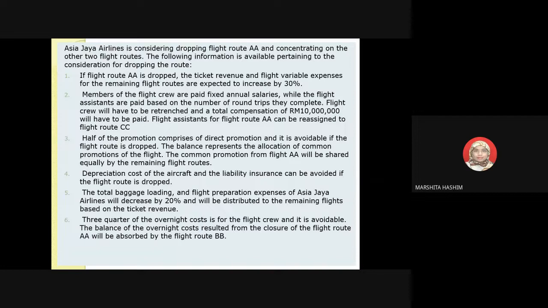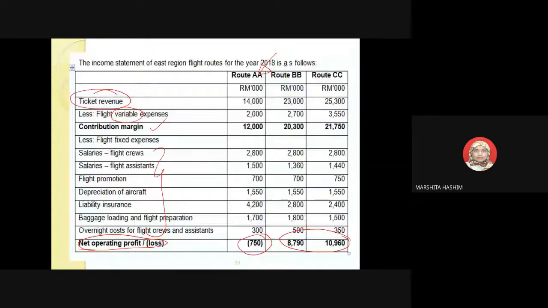If flight route double A is dropped, ticket revenue and flight variable expenses for the remaining flight routes are expected to increase by 30%. Okay, tickets revenue, variable expenses. Remaining flight means route double B, double C. Increase by 30%. So from your table just now, you add another 30% for double B, double C. Okay, tickets revenue and variable costs. This one, this one. Add another 30%.